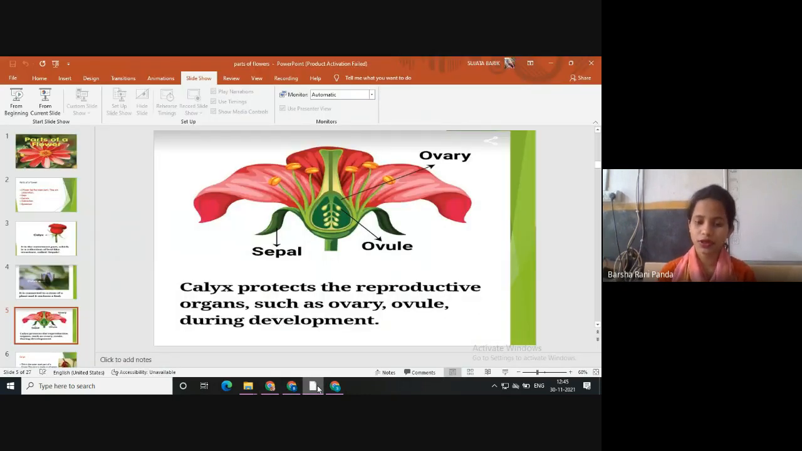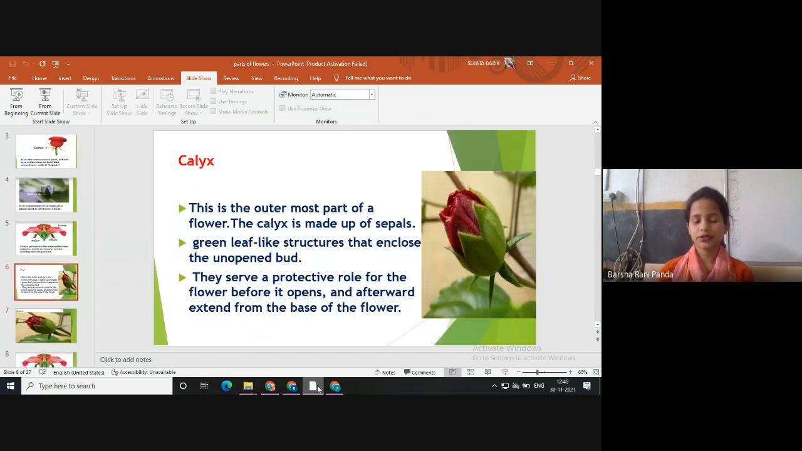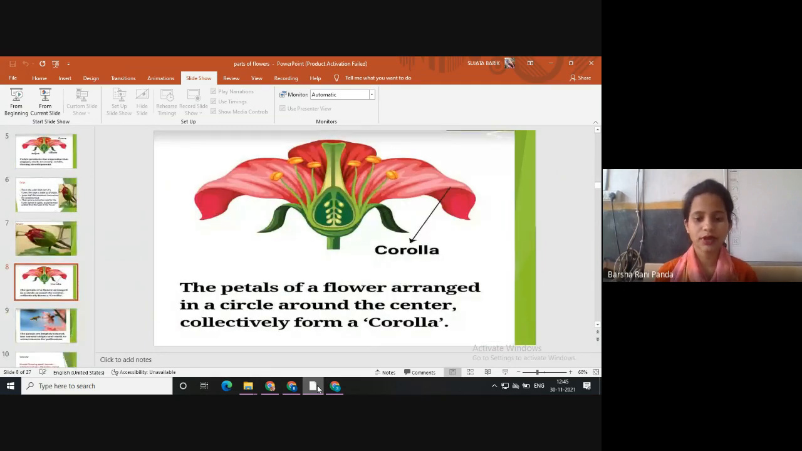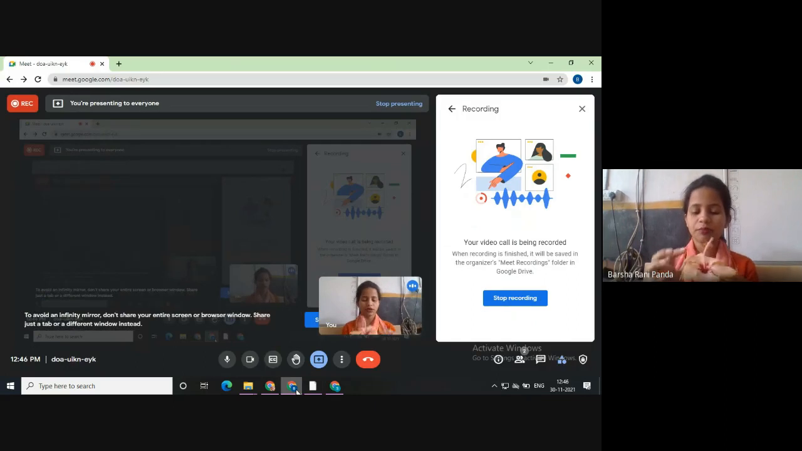Next we'll go to the second whorl of the flower, which is our corolla. So this is all about calyx. So the next one, the second part, is corolla. So what is corolla? After the calyx, the second whorl is known as corolla. It is the collection of the petals which are connected at the center of the flower. So the corolla is the collection of the petals.